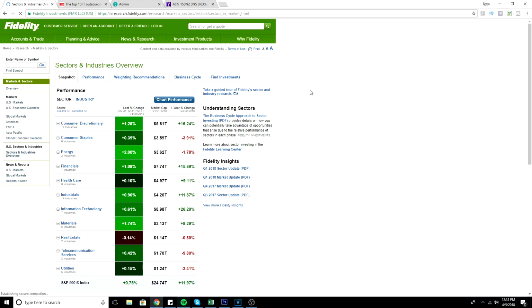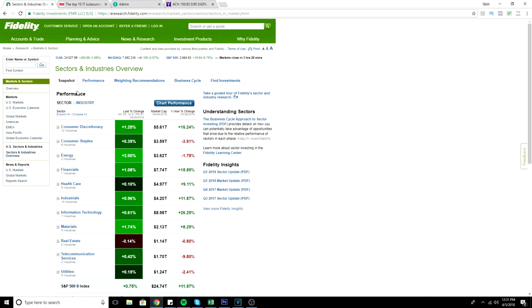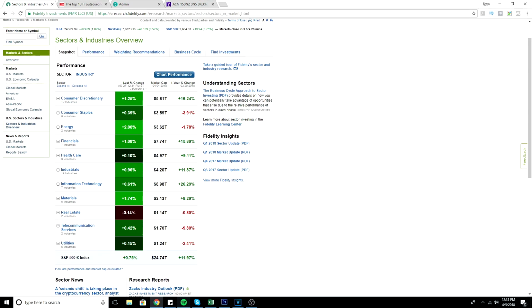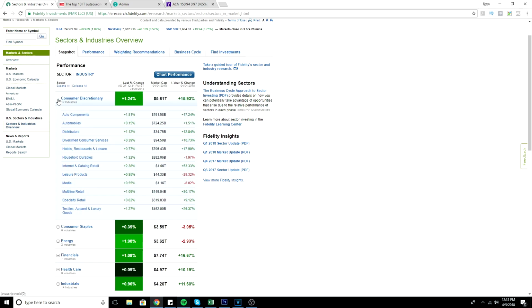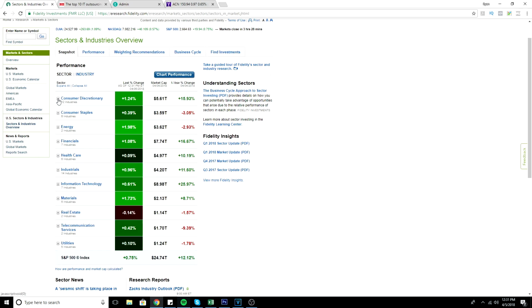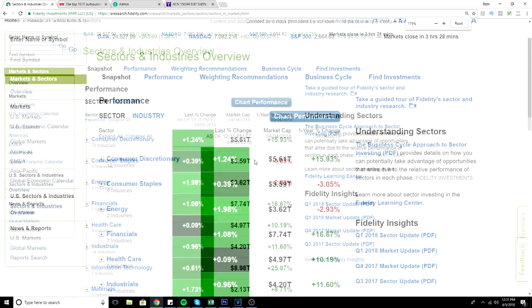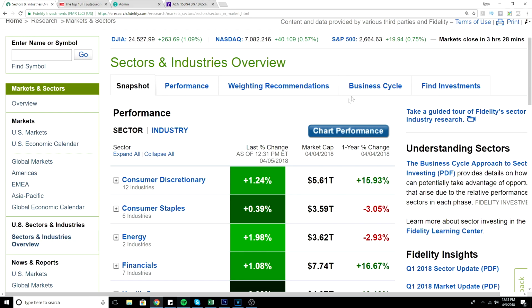And what this does is it breaks down an overview of the performance of these sectors, and then if you want more information about these sectors to see the industries, you can hit the plus sign and it will give you all of those. I'm going to go ahead and zoom in here though. I think this is a little bit hard to see, so just bear with me quick. That should be a lot better now.